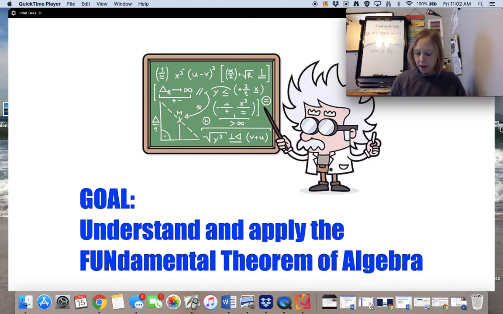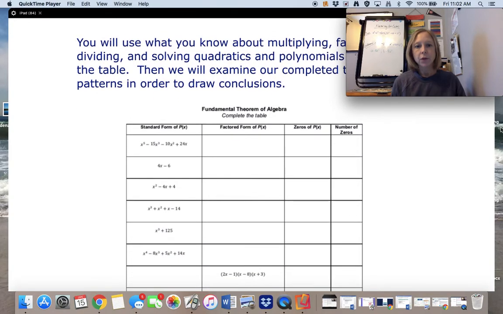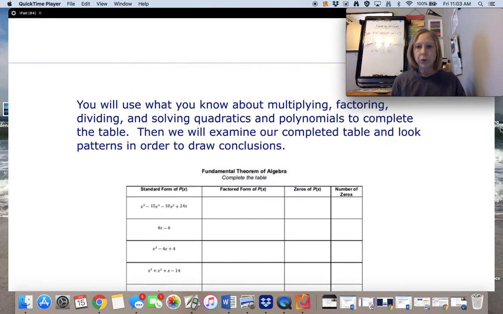So what you are asked to do is to fill out this table. Notice you have a few different givens, so you'll have to work in a few different directions. So you're going to use all of the things that we learned this quarter about multiplying polynomials, factoring, dividing, solving quadratics, and you'll use those skills to complete the table.